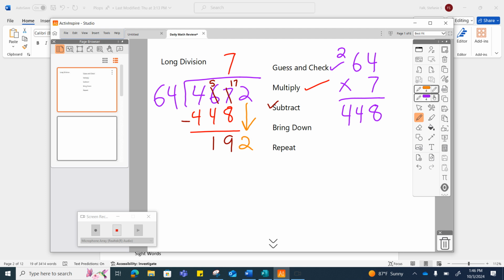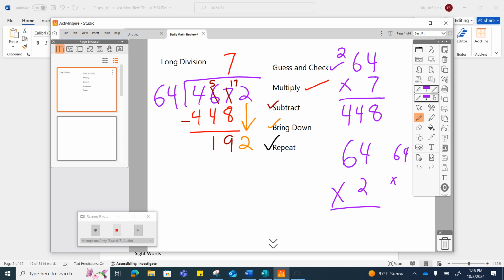The next step is to repeat everything we've done. So now I have to guess 64 times what is going to get me to 192. What number do you think we're going to try? Try 2 and then 3. Try 2 first, and then you're also saying try 3.